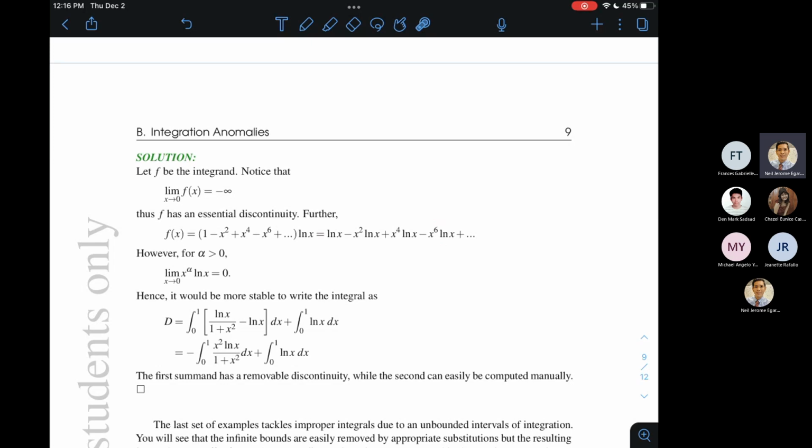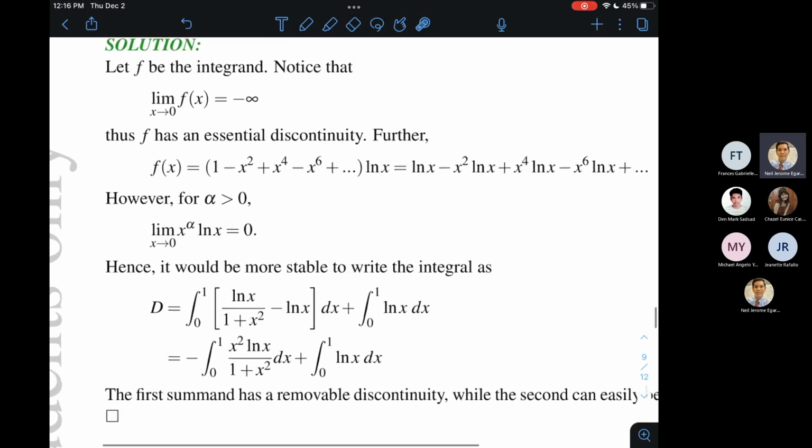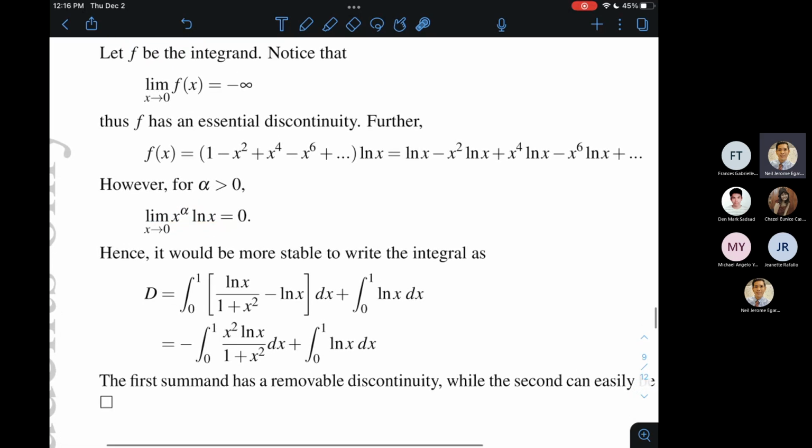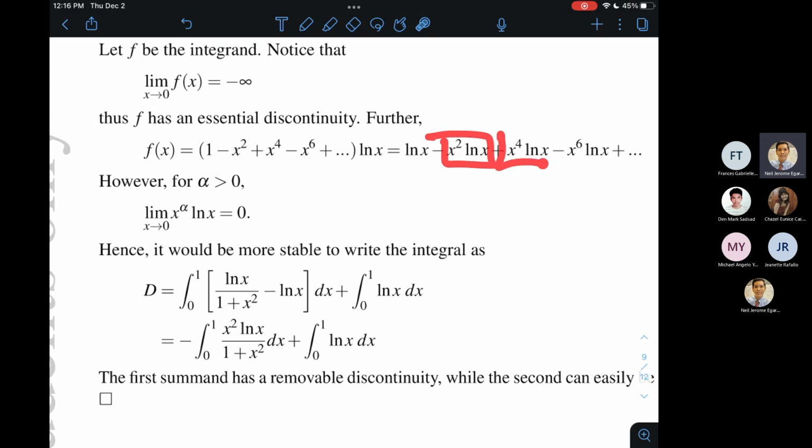Right? So whenever you have a positive power of x, yung limit ng x to the alpha times ln x. All right? So tinitingnan ko yung behavior nito, which has alpha equals 2. Ito, where alpha is equal to 4. Dito ang alpha ko ay equal kay 6. But the idea is, whenever alpha is a positive number, the limit of x to the alpha times ln x ay equal kay 0. Okay?